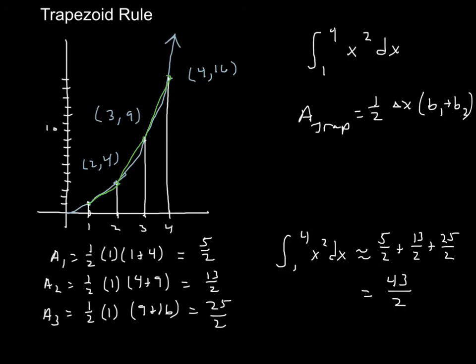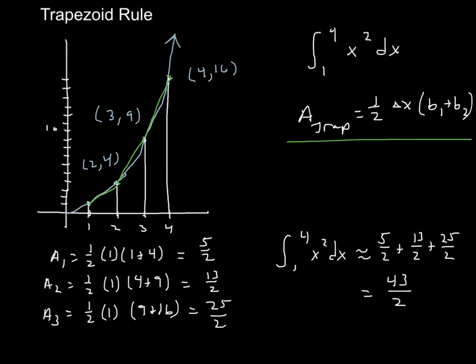Now, I've got 3 trapezoids here, and I'm going to find the area of each and add them up. I have this formula right here, that the area of a trapezoid is 1/2 delta x, which is the height, times base 1 plus base 2. So for my first trapezoid, using the area formula, I'm going to get 1/2. The height is just the change in x, which is 1, times the sum of the two bases. When I put 1 into x squared, I get 1. When I put 2 into x squared, I get 4. So my bases are 1 plus 4, and that comes out to be 5/2.